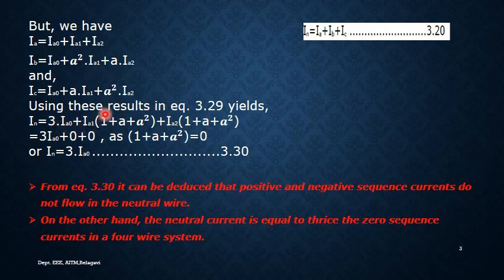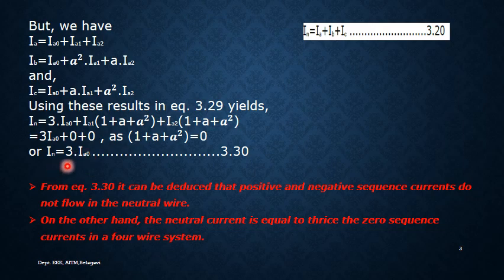After simplifying, we get this equation: 3 times IA0 plus IA1 times (1 plus a plus a square) plus IA2, taking IA2 as common, once again we get (1 plus a plus a square). As we know, 1 plus a plus a square is equal to 0. Now substitute 0 for these terms. If we simplify further, the neutral current is equal to 3 times the zero sequence component current.